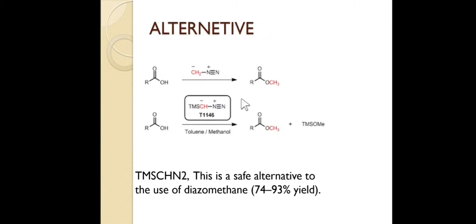So what are the alternatives for diazomethane? Instead of using diazomethane directly, now people are using silylated diazomethane. The example is TMS-CHN2. This is trimethylsilyl diazomethane, which is less explosive than diazomethane, or very safe to use. Similarly, we can methylate acids, alcohols and phenols with the help of TMS diazomethane. It is a safe alternative for diazomethane.